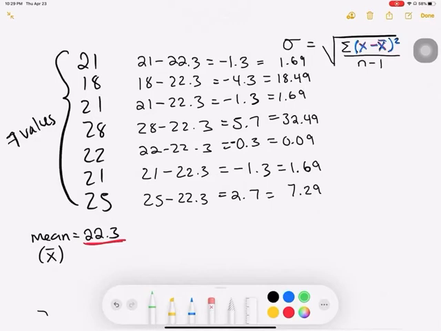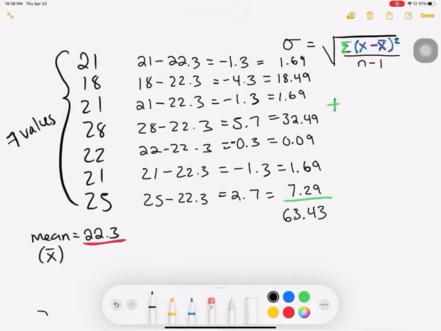The next thing that we're doing, trying to calculate the standard deviation, is the sum of all of those values. So I will have to take all of those values and add them up and see what the result is. Okay, so I'm going to add them up really quick. That's 1.69 plus 18.49 plus 1.69 plus 32.49 plus 0.09 plus 0.69 plus 7.29. The result is going to be 63.43. That is the sum.